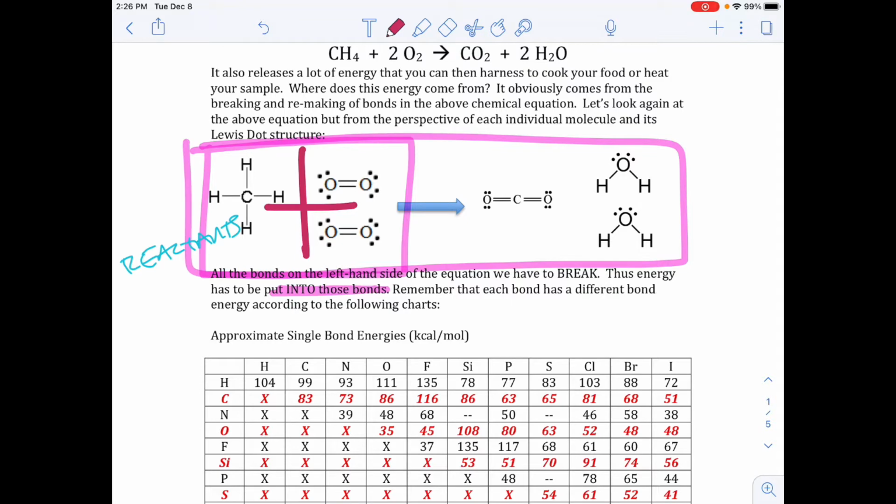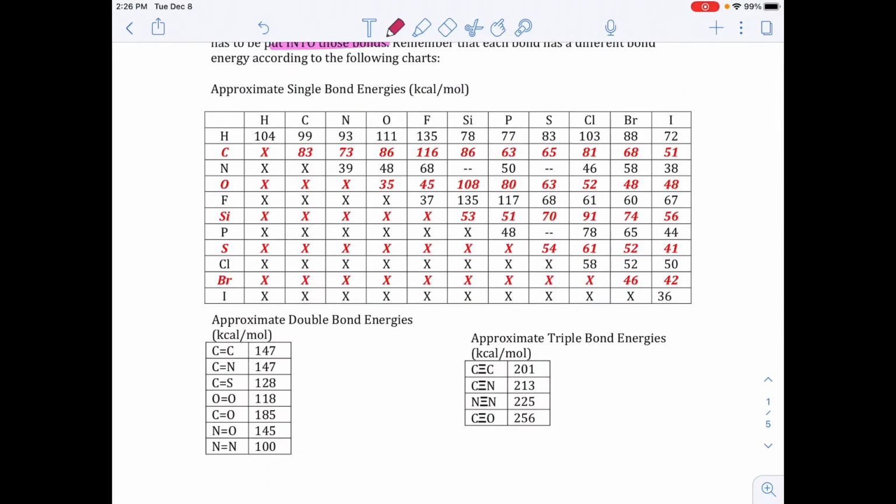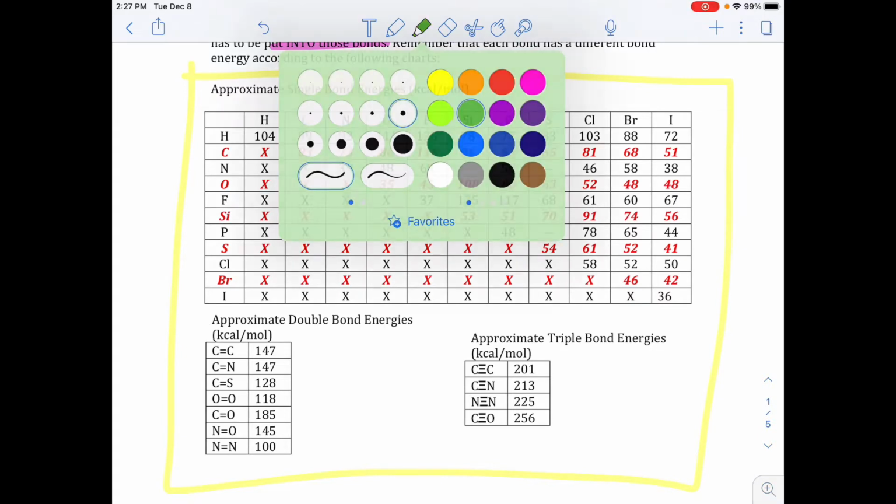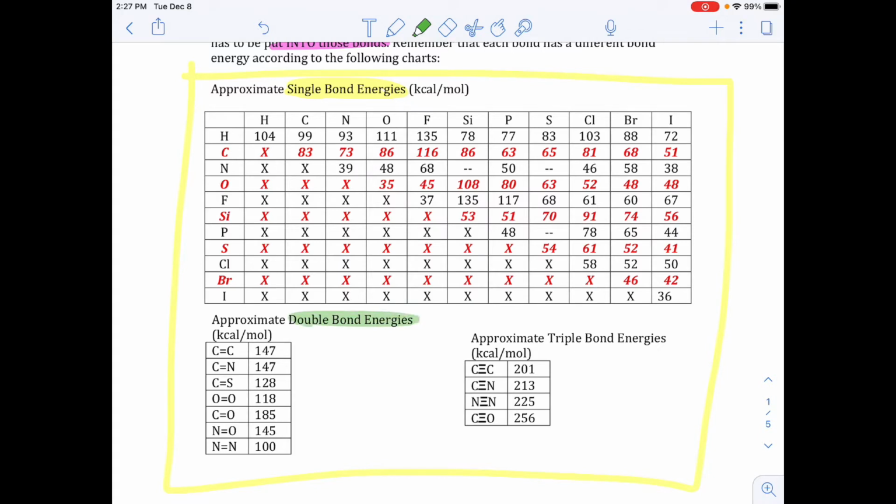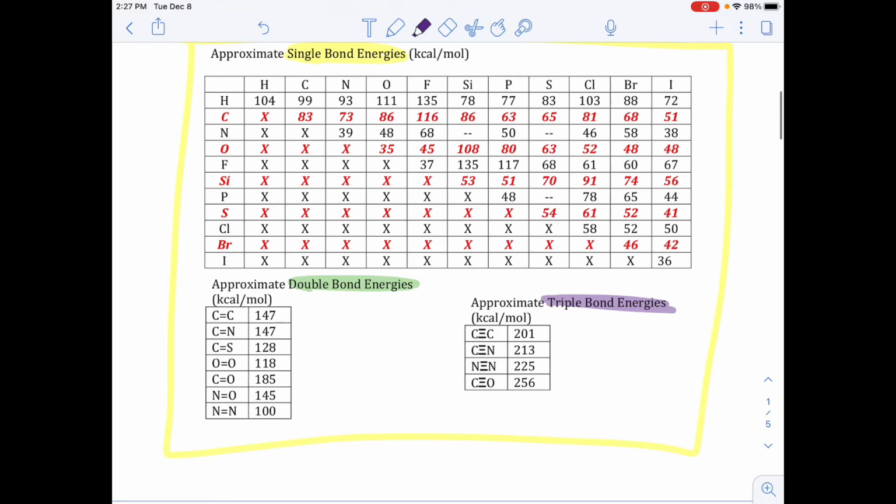Now how much energy? Well, we have these handy dandy tables right here. These tables are extremely important. You will have access to these. This is nothing you have to memorize, but you need to know how to use these tables. And let's be very clear. There are 3 tables here. There is one table for single bond energies. There's another table for double bond energies. And there's a third table for triple bond energies. That is extremely important. So there is a difference.